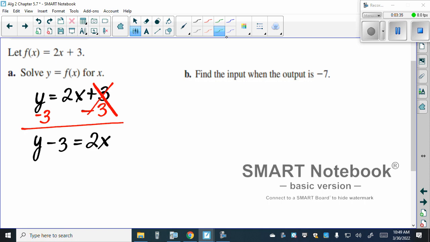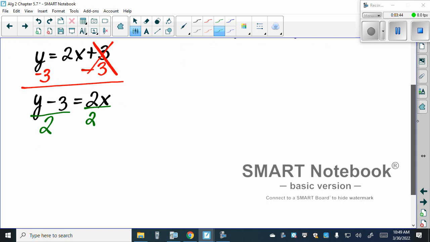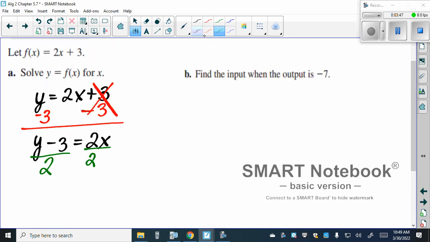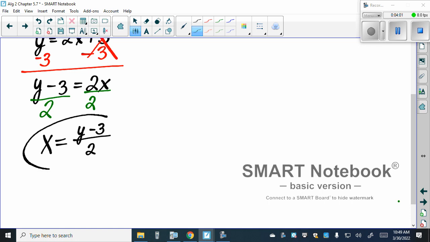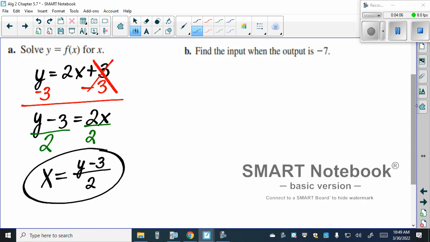Now what would we need to do next? It is the 2, but we would divide. Because since the x is being multiplied by 2, we would want to divide to undo that. Now 2 divided by 2 would give us 1, so x is by itself, and it's equal to y minus 3 over 2. So for this one here, we did solve for the value of x. And we get x is equal to y minus 3 divided by 2. So that's half of the problem.